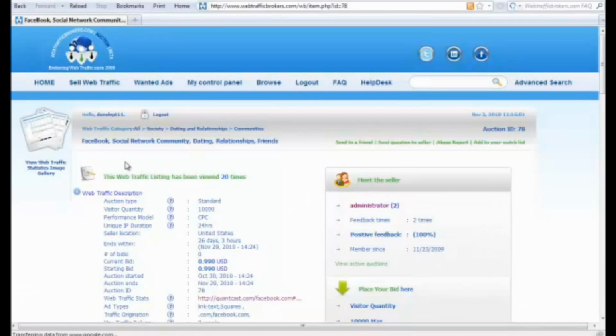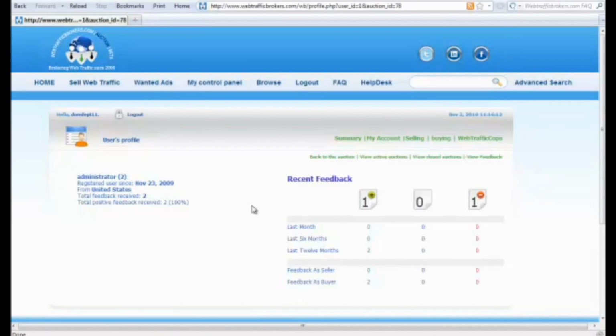Basically a Facebook listing. It's a mock listing, and a few things I like to point out to you before we get started. The first one, of course, is meet the seller. It's very important that you meet the seller to check on the seller's reputation, look at any negative feedback that the seller may have. That's probably the first place I would start.